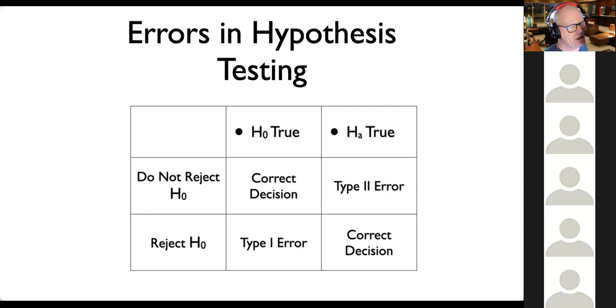Anyway, we set up two hypotheses, H0 and HA. This up here, H0 true and HA true, that's reality. That's what's happening in the world. We don't know it. We can't know it. Well, we could. If we knew it, would we have to go collect data? Answer, no.